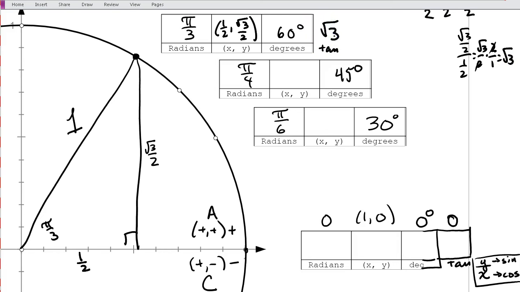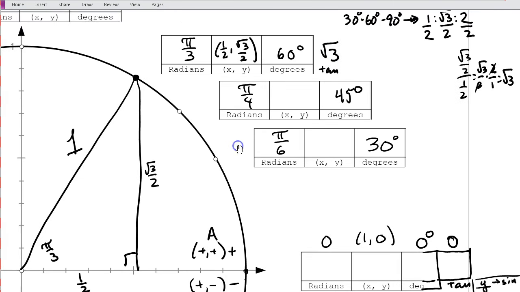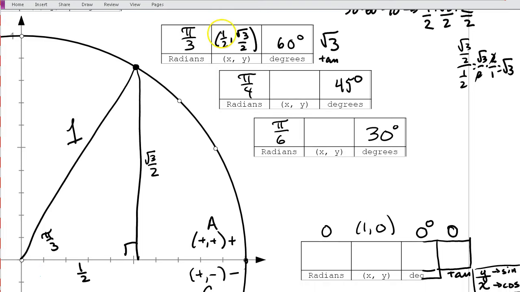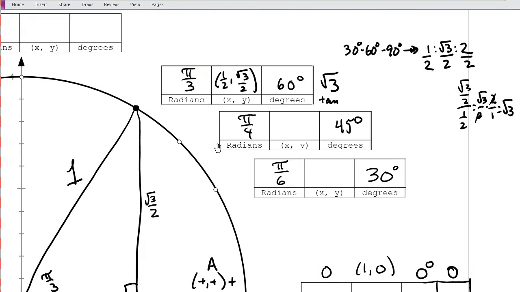Okay, so if you recall, the way we're going to use this is that, and I'll repeat this several times, this value here is going to be the cosine of theta. This value here is going to be the sine of theta. And you want to get used to working in radians.